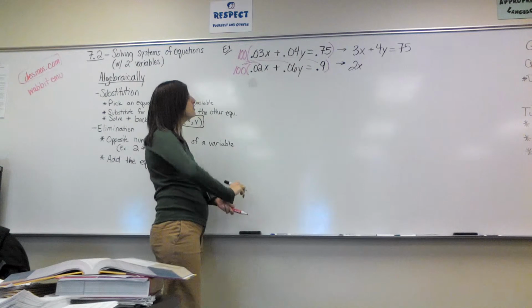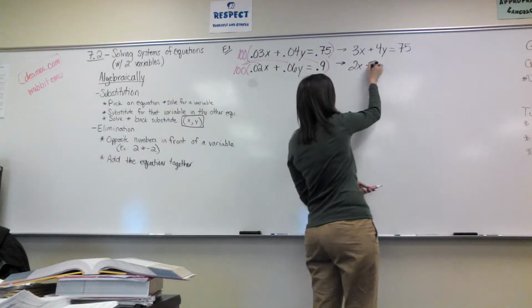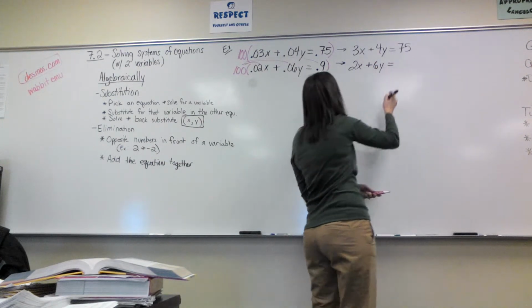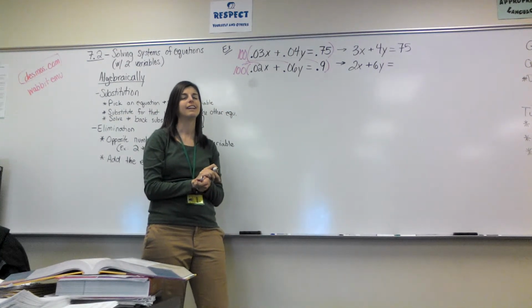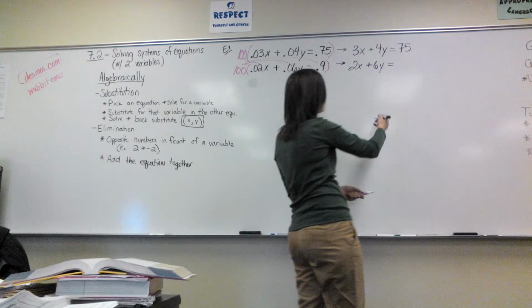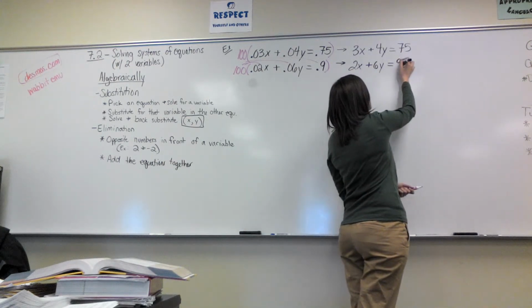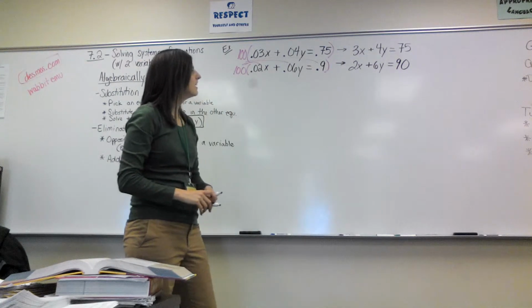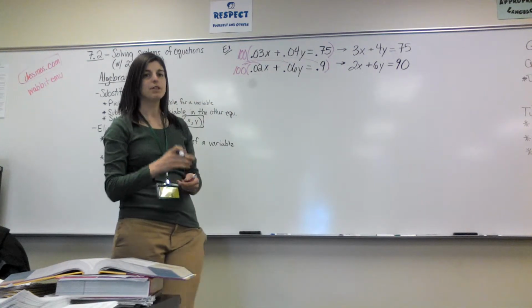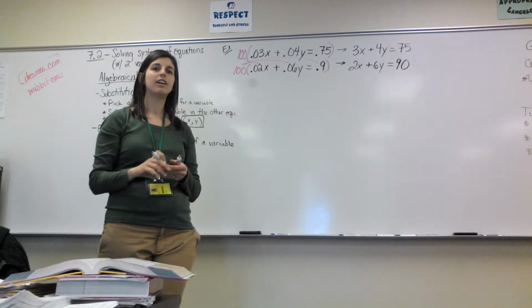Okay. 2x plus 6y equals, what do you get when you multiply 100 times 0.9? 90. You still have to move 2 places to the right, even though you only have 1 digit past the decimal place. All right. Now I have all whole numbers. It doesn't look as bad.